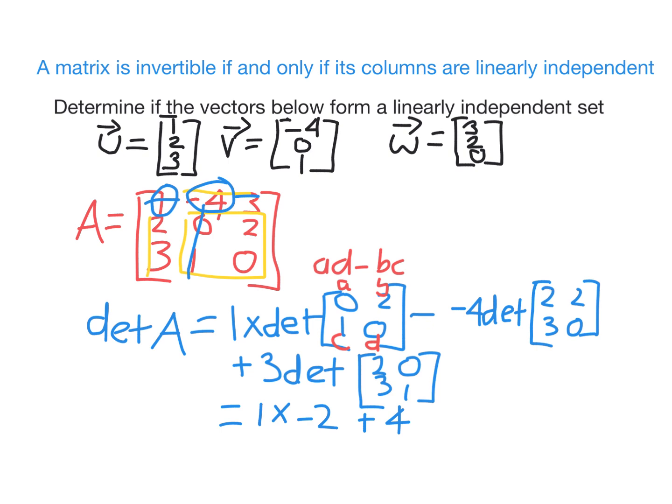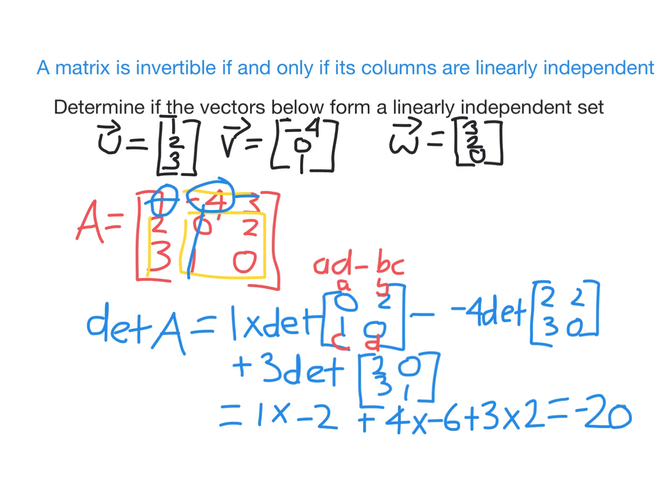Now the determinant here is 2 times 0 minus 2 times 3, so that's -6. And finally, for the last one, it's 3 times the determinant, which is 2 times 1 minus 3 times 0. It's just 3 times 2. So that gives us an answer of -20.